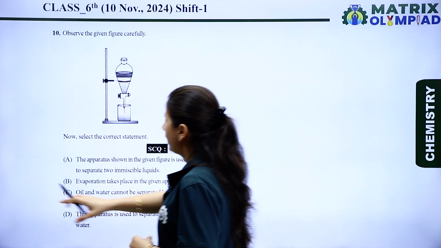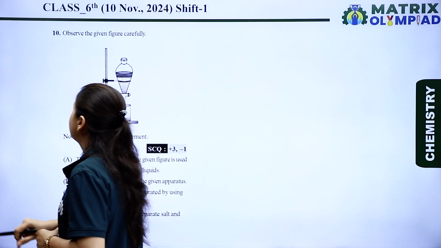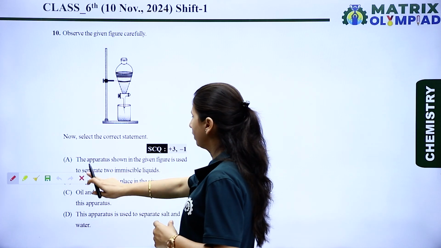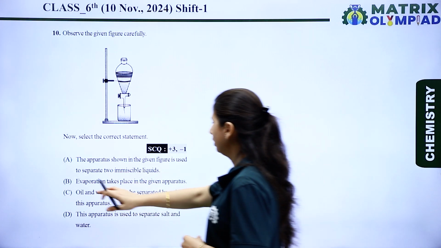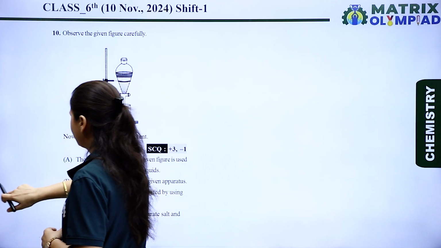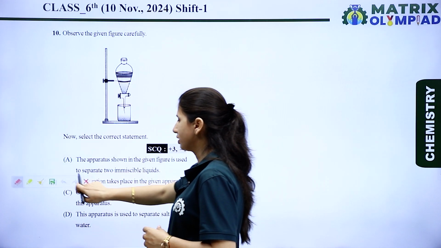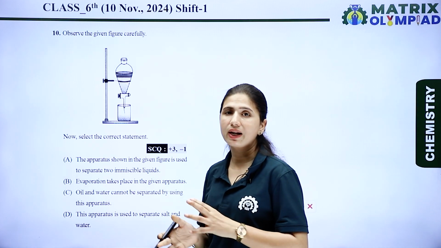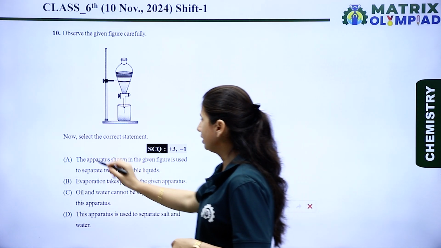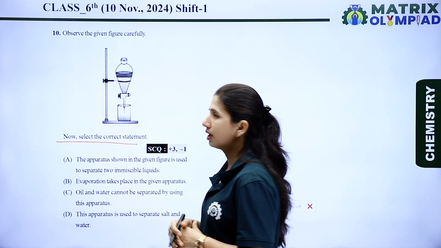The first question is a paragraph-based question. Observe the given figure carefully. This is the diagram for the separating funnel process, and by the separating funnel process we can separate two immiscible substances like oil and water. Now see the statements and select the correct statement.